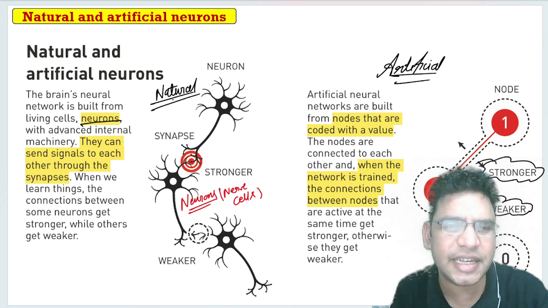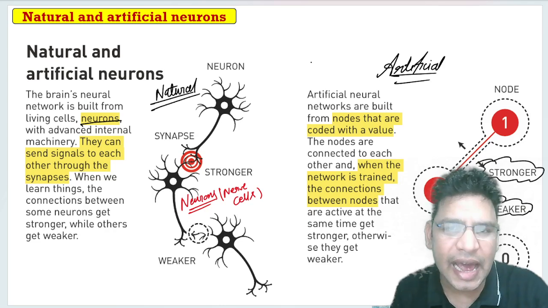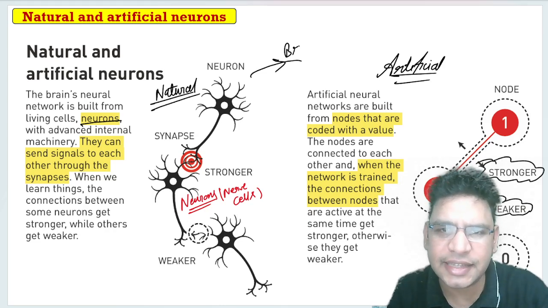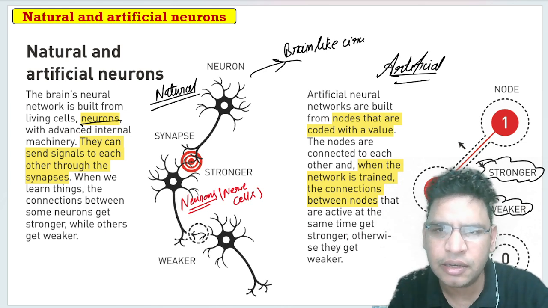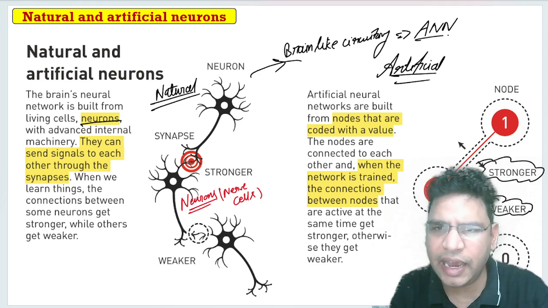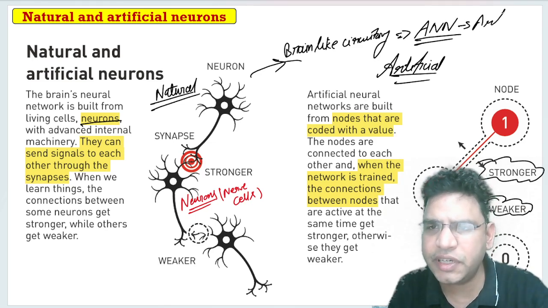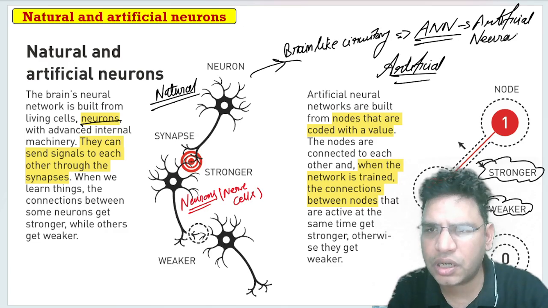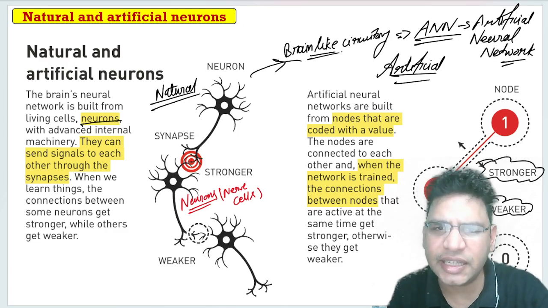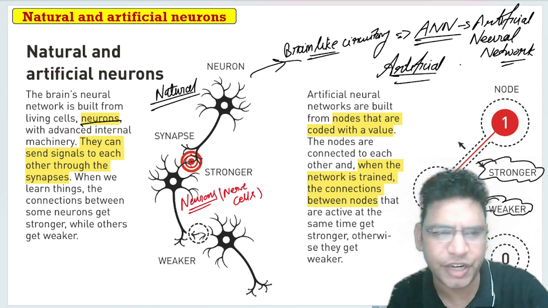Neurons are living cells. They are part of the nervous system and brain-like circuitry. Brain-like circuitry is there in ANN, which is short for artificial neural network, right? So once we understand what the circuitry in brains is, we can understand artificial neural networks.